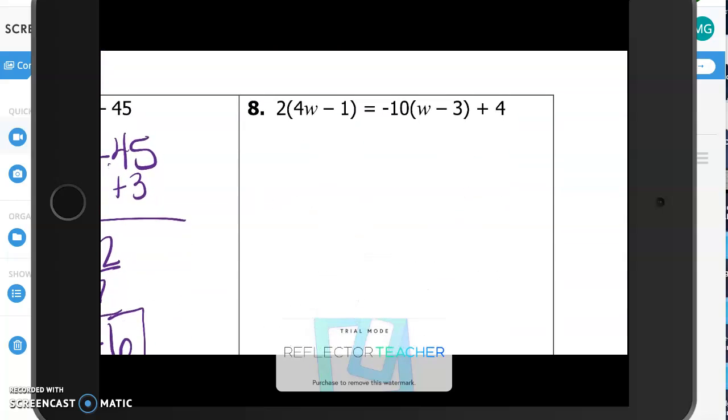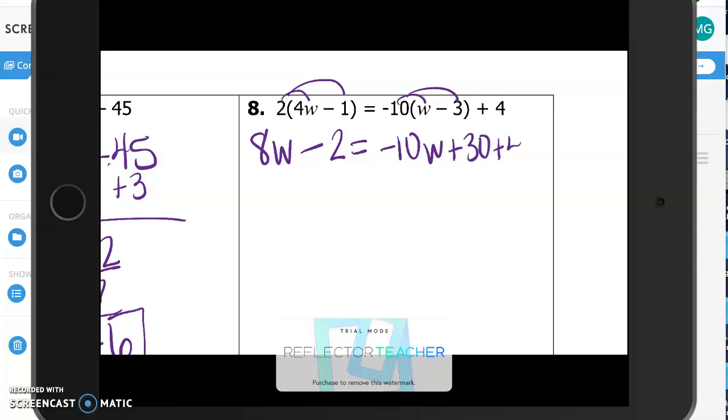Number 8, we do have to distribute first. So on the left-hand side, we would have 8w minus 2 equals, on the right-hand side, negative 10w plus 30 plus 4. Now again, if you want to write that above, so then you can put the 4 with it right away instead of writing 2 whole long steps, that's totally fine, as long as you remember to put the 30 and the 4 together. So 8w minus 2 equals negative 10w plus 34.